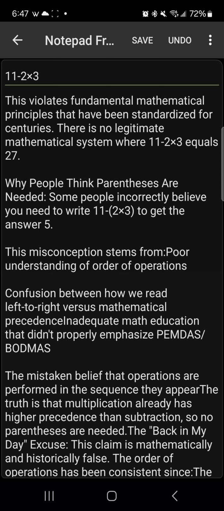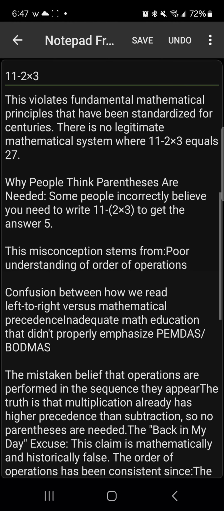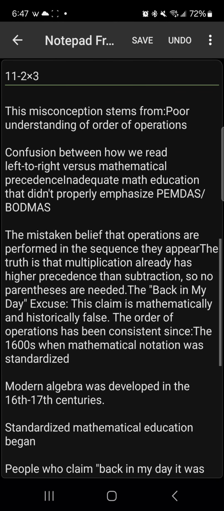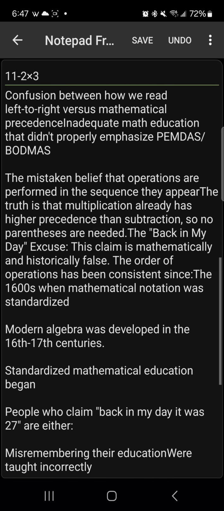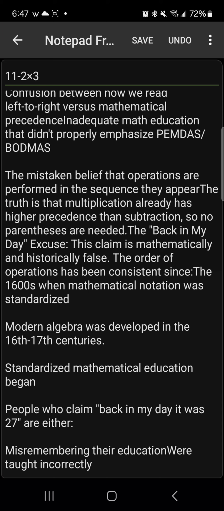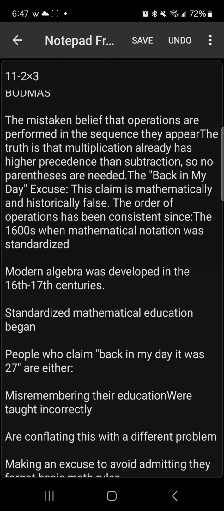There's confusion between how we read sentences in the English language or whatever language. There's a lot of confusion between how we read left to right versus mathematical precedence. There's inadequate math education that didn't properly emphasize PEMDAS and BODMAS. I do believe that there were some teachers that just strictly taught these acronyms, and students kind of half paid attention, and all they remember are the 6 letters. There's a mistaken belief that operations are performed in the sequence they appear. The truth is that multiplication already has higher precedence than subtraction, so no parentheses are needed.